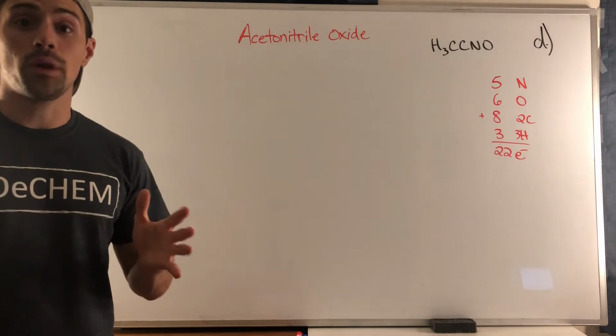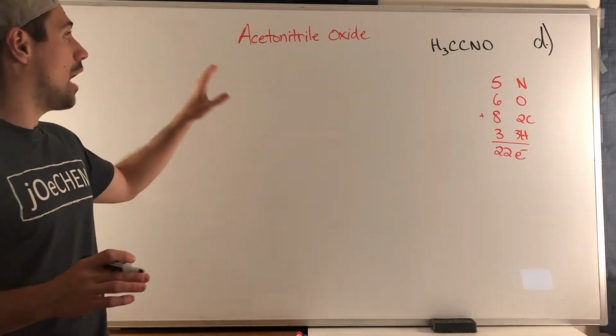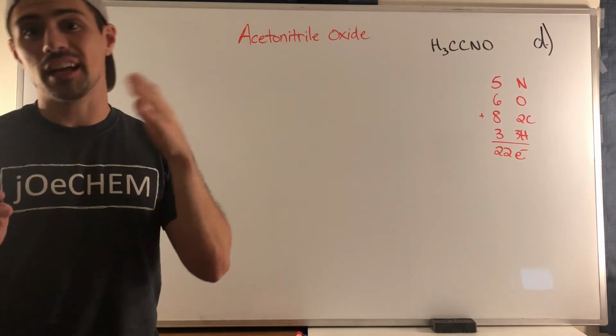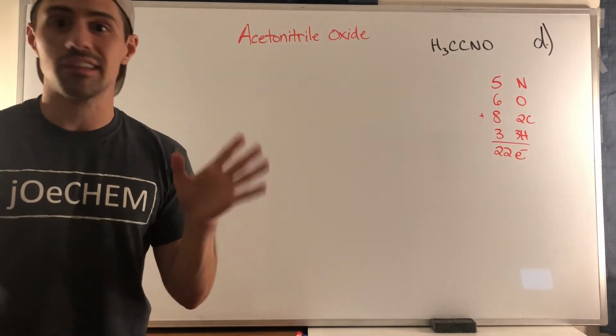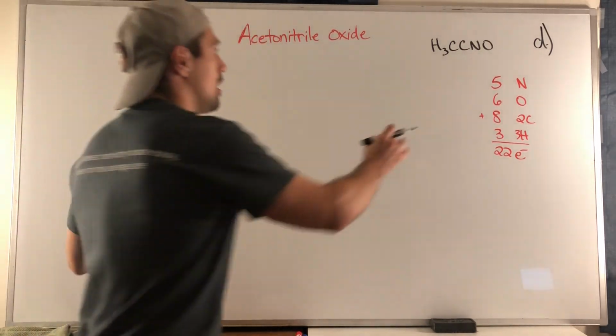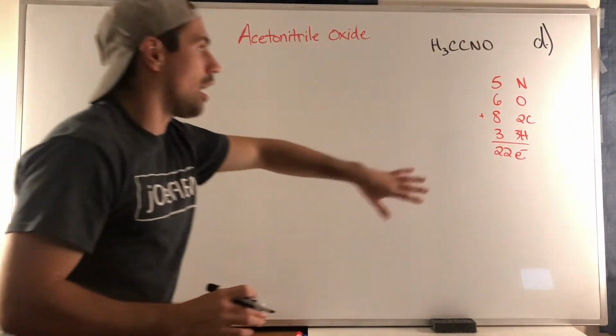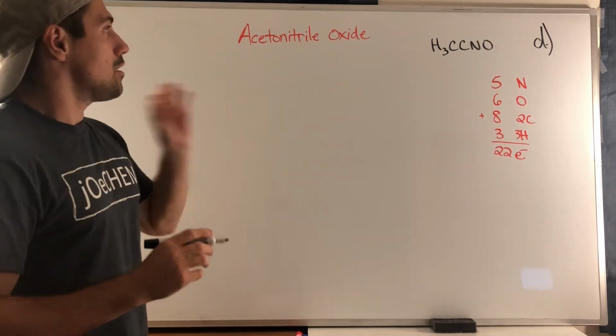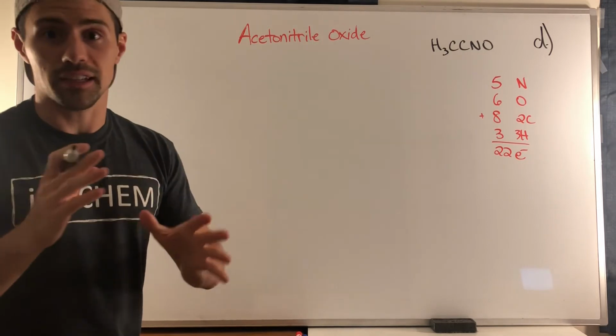Letter D. Okay, gang, in letter D, we are dealing with acetonitrile oxide. Now, this Lewis structure can be a bit wacky, so if you had to check the PDF solutions to see what it looked like, don't worry about it. It's kind of weird. However, if we take a gander up here, I also did the electron math ahead of time, because you don't need to see me do that again.